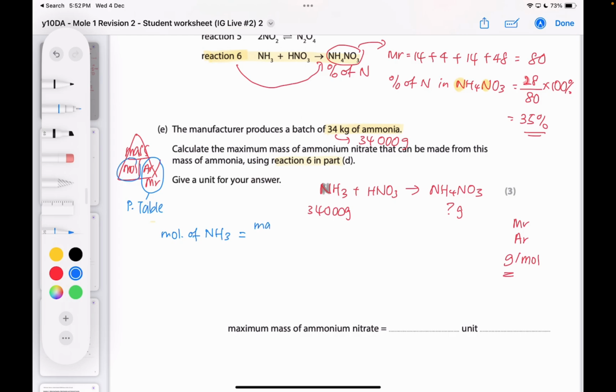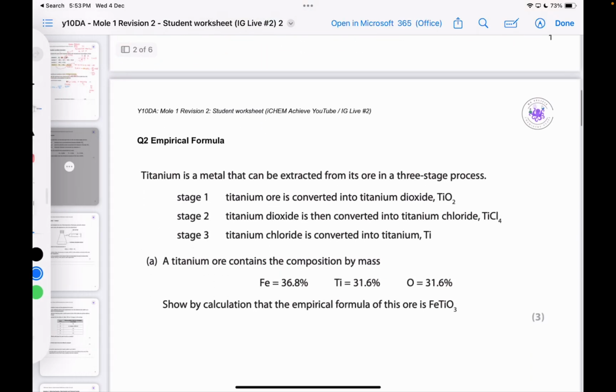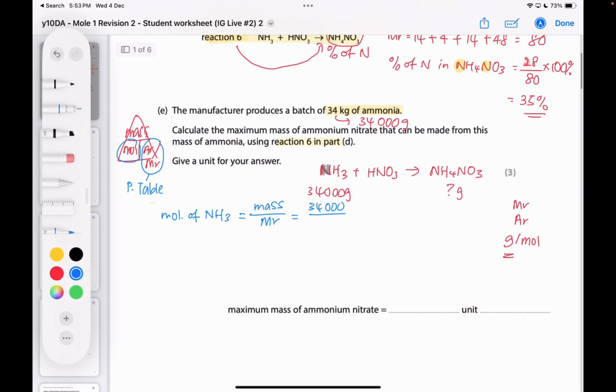Mole equals mass divided by Mr. So my mass I've already converted into grams. My Mr would be 17. How do I get 17? Because every nitrogen is 14, every hydrogen is 1. Okay, you end up with 2000 moles, and then you do mole ratio.